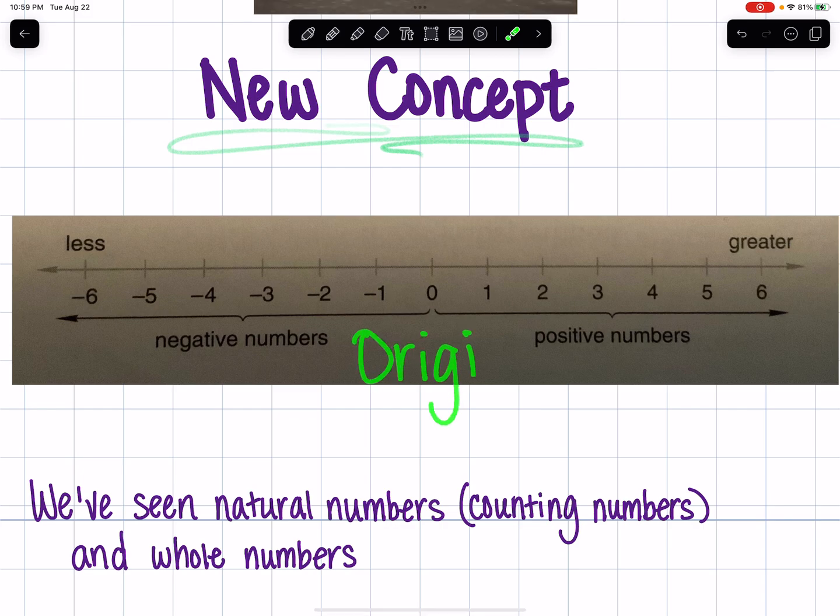So there are a few vocabulary words for you to know. That's one of them. Origin is the 0 spot. Okay, the numbers to the right of the origin are positive numbers and they're all greater than 0. Every positive number has an opposite that is the same distance to the left of the origin. The numbers to the left of the origin are obviously called negative numbers. Negative numbers are all less than 0.